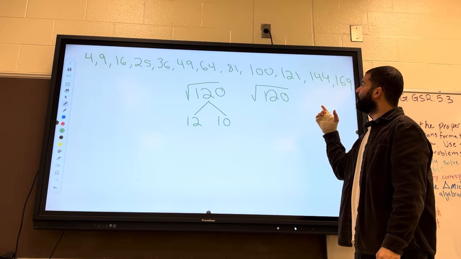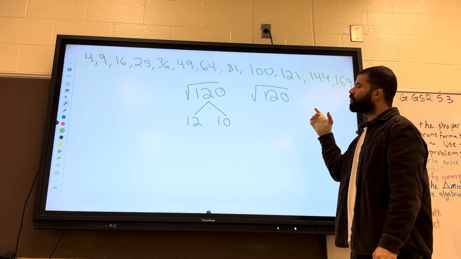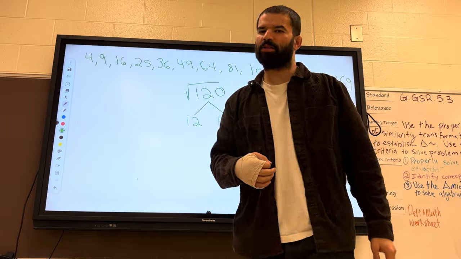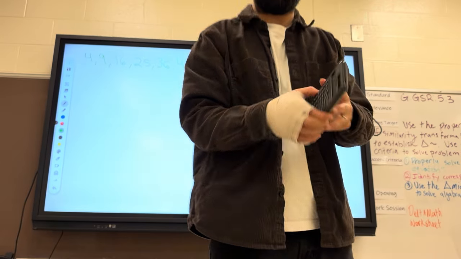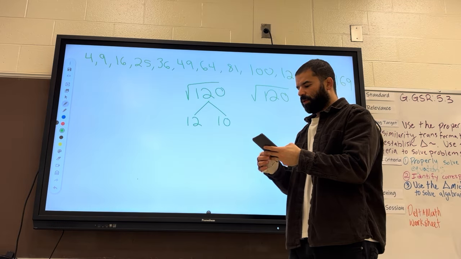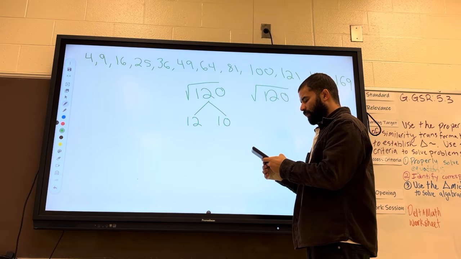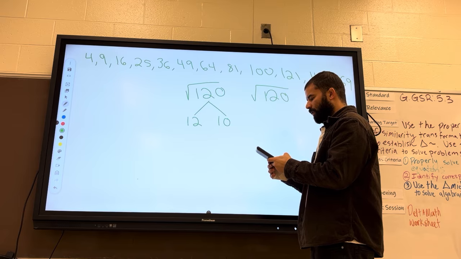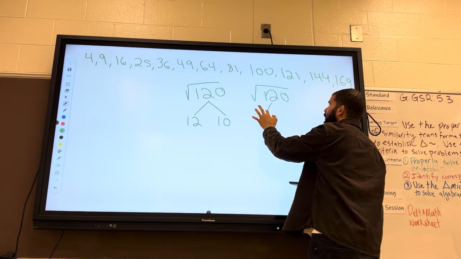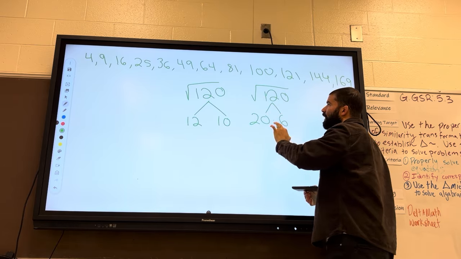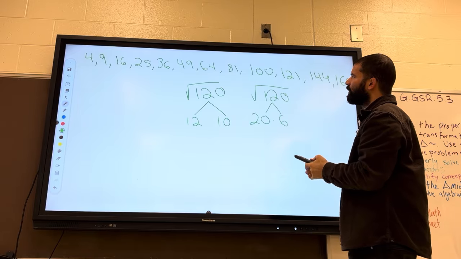Is there any other way that we could break this up? 120. Can we find any? Let's go to the calculator and see if we can get a higher number. I'm just freestyling here now. Higher number, 120 divided by 20. That gives us a whole number. 20 times 6.